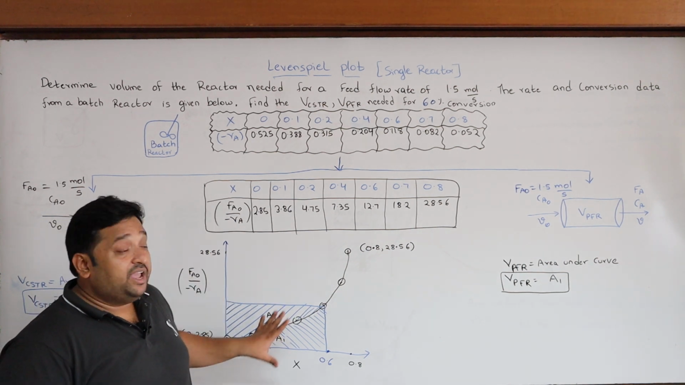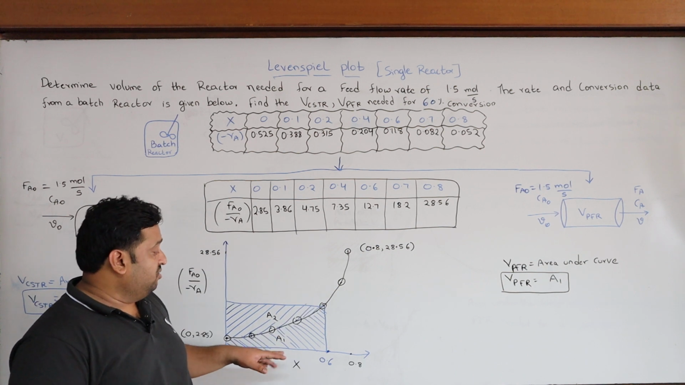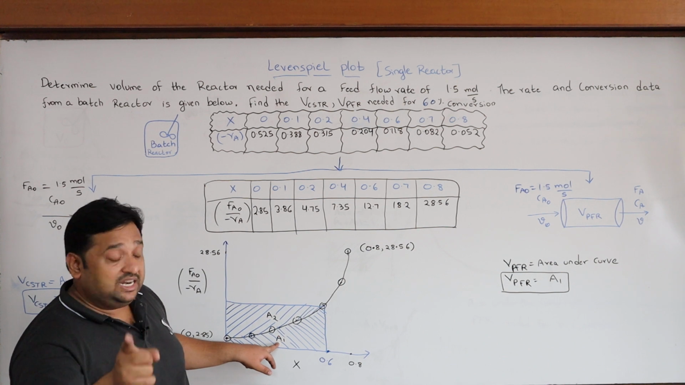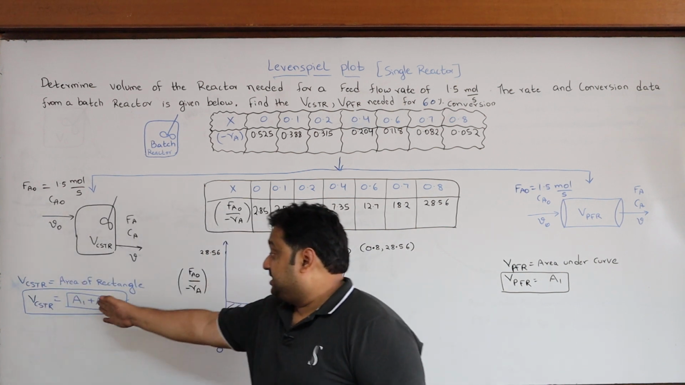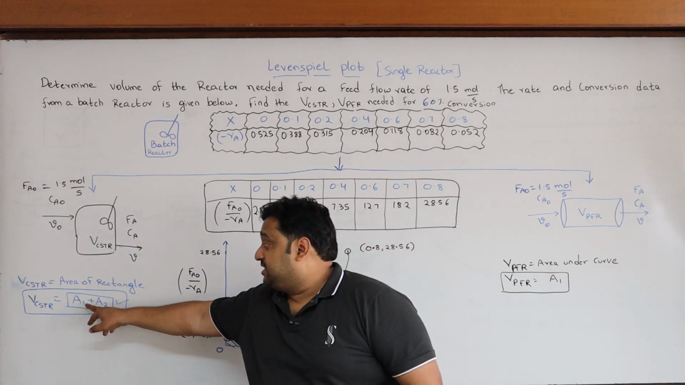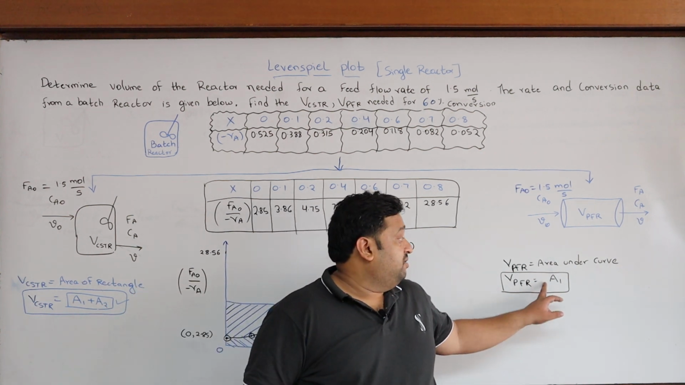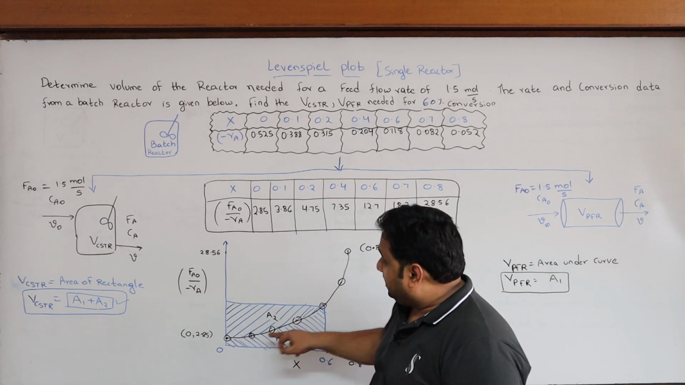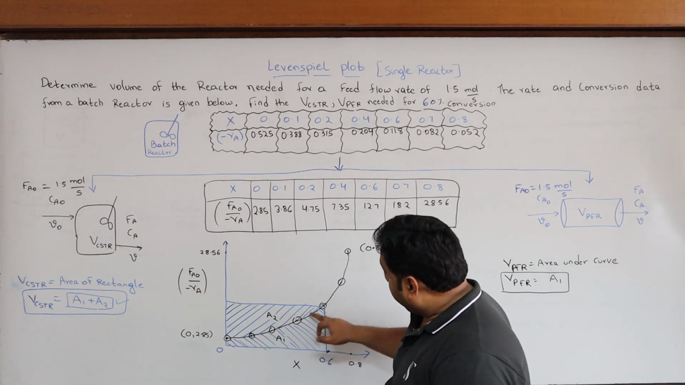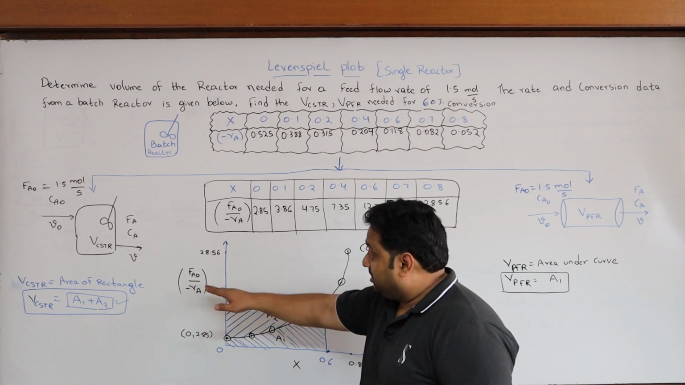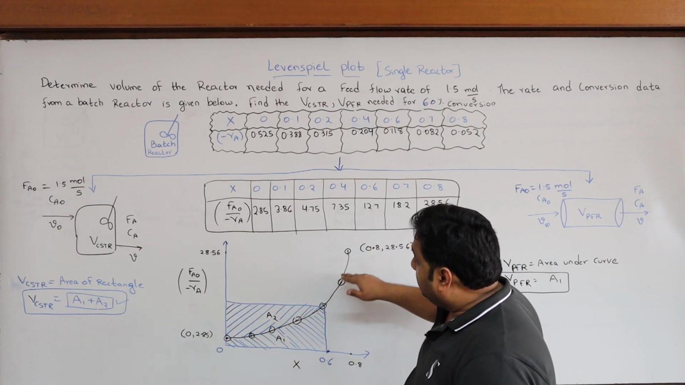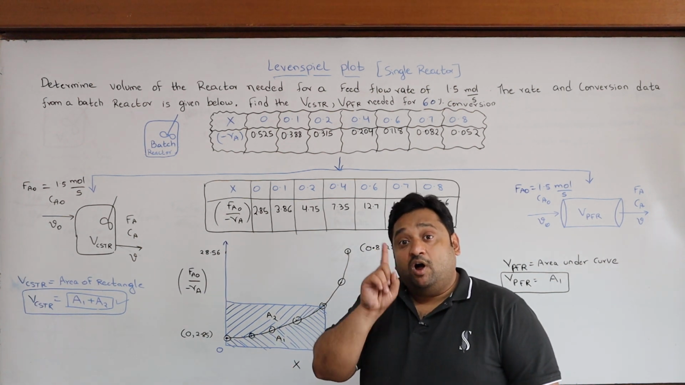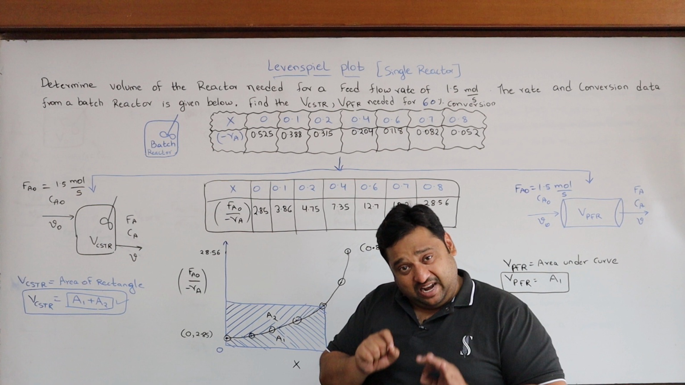Looking at this, you can now observe that the volume of the PFR, which is A1, is always less than the volume of the CSTR, because the volume of the CSTR is A1 plus A2 and the volume of the PFR is A1. Whenever you see this kind of increasing curve, where FA0 by minus RA is increasing with respect to conversion, the volume of the plug flow reactor is always less than the volume of the CSTR.